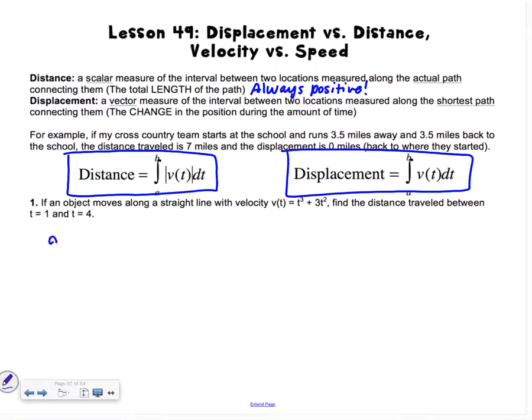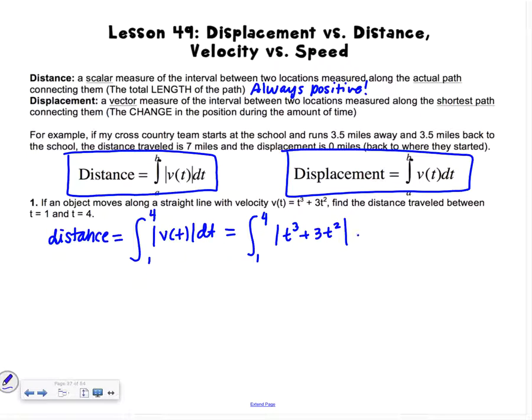So since we're saying distance, we know that the distance is going to be the integral of the absolute value of the velocity function. So we're going from 1 to 4. On your AP test, I would always write it in the simplest form possible. This is the most concise, simplest form possible, okay? If you want to, you could write it like absolute value of t cubed plus 3t squared. Just be careful, because sometimes when people are in a rush, they leave off an exponent or whatever, and you don't want to make that little error and not get a point for your setup.